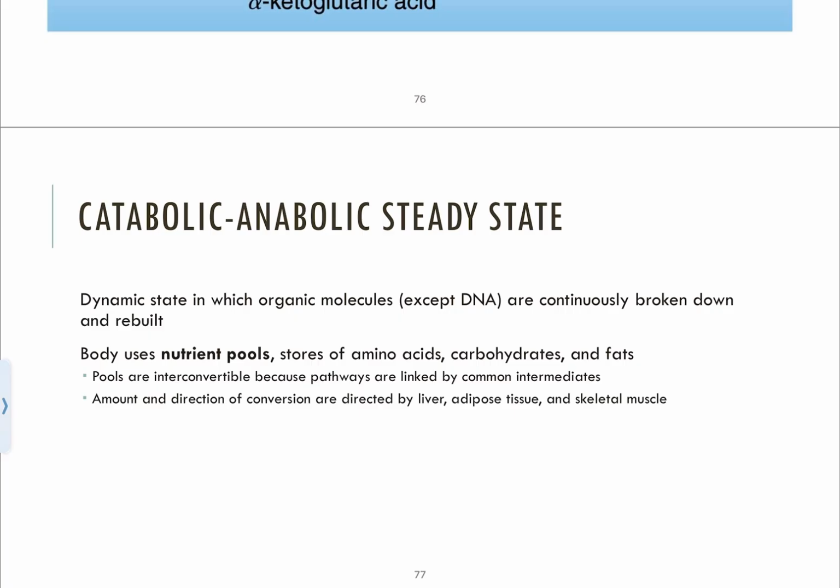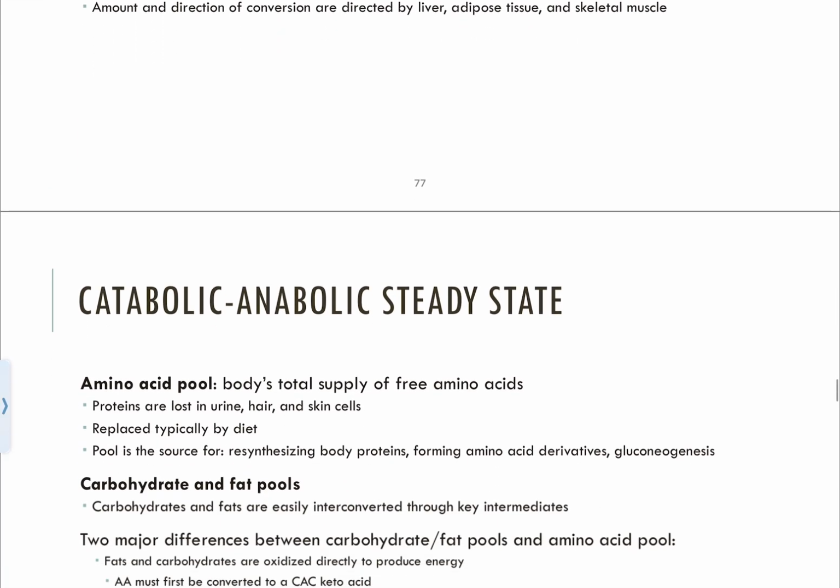So I kind of jumped ahead at the end of the last section, so I'll review it again now, where we're moving on to section 7. Our body is going to use the nutrient pools, which is basically how much amino acid, how many carbohydrates and fats we have in our body.